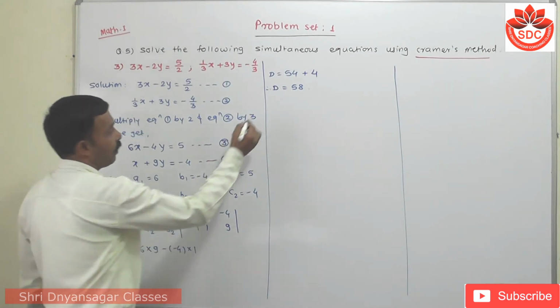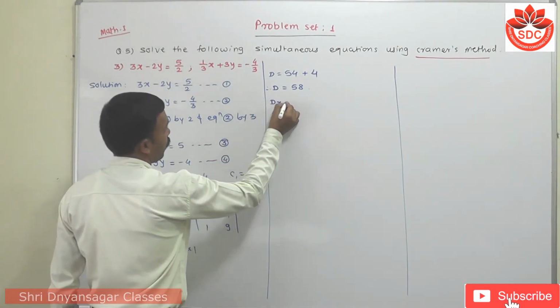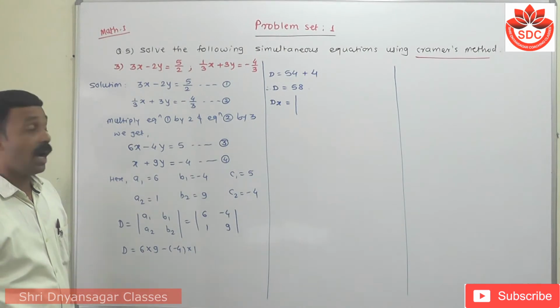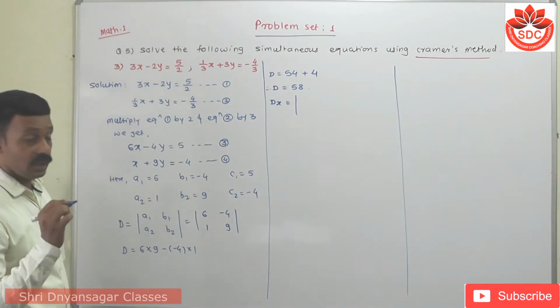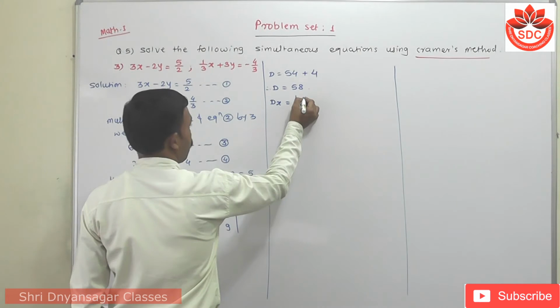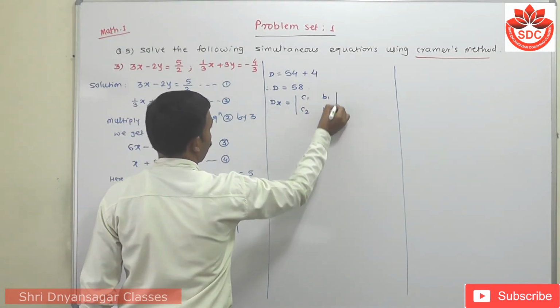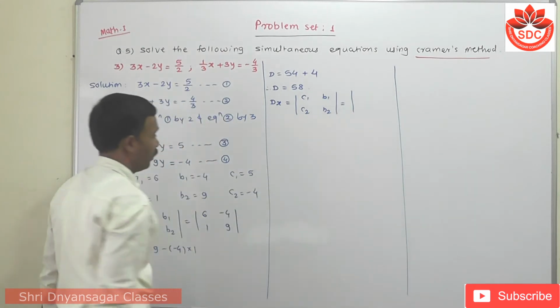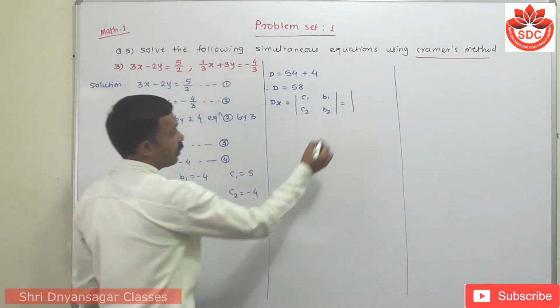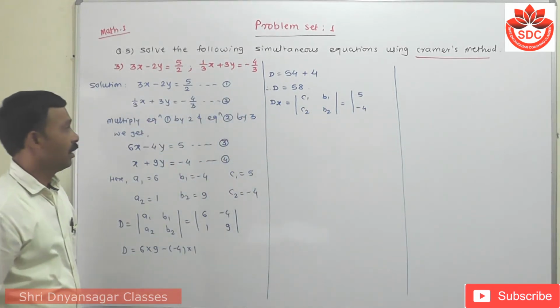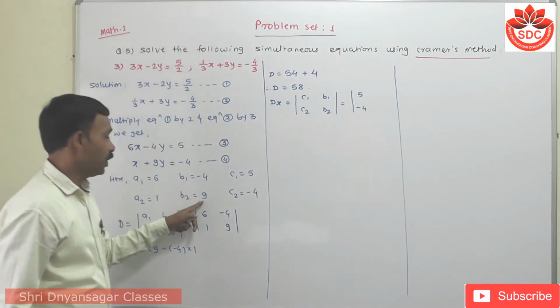Then we have to find out the value of determinant of x. Therefore Dx is equal to, we have to replace a1 a2 by c1 c2, so that c1 c2 here is b1 b2. The value of c1 is 5 and c2 is -4. 5 -4. Then b1 -4, b2 is 9.